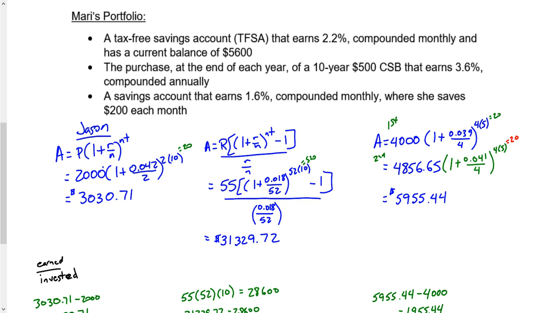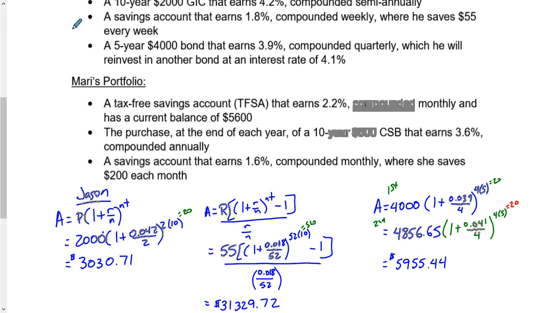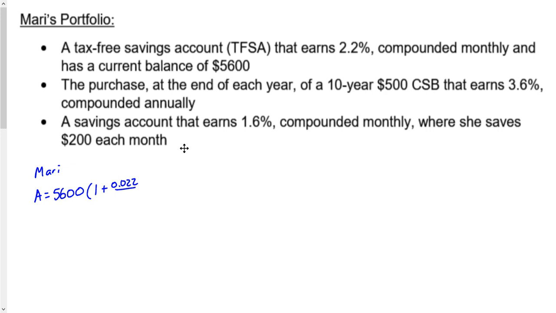So she has a TFSA that earns 2.2%. Current balance of $5,600. Compounded. So I'm just going to do a screen capture and put it on the back side too. So I just did a quick screen capture just so I don't have to keep on flipping pages.